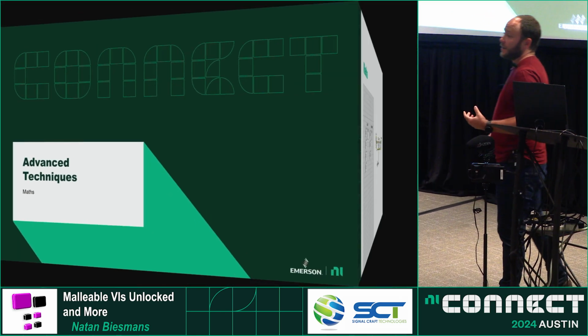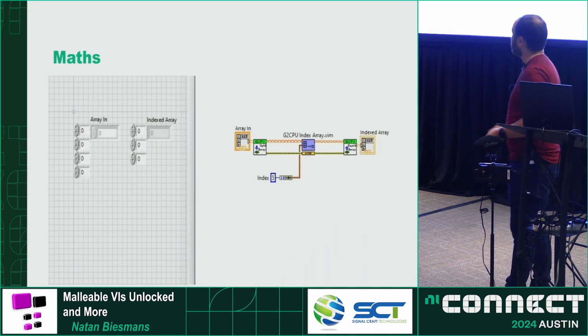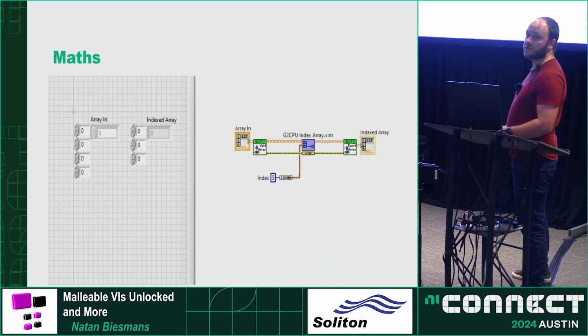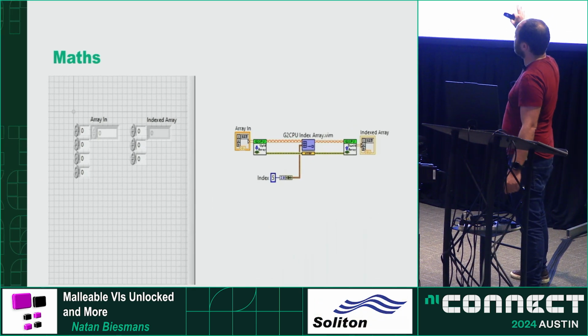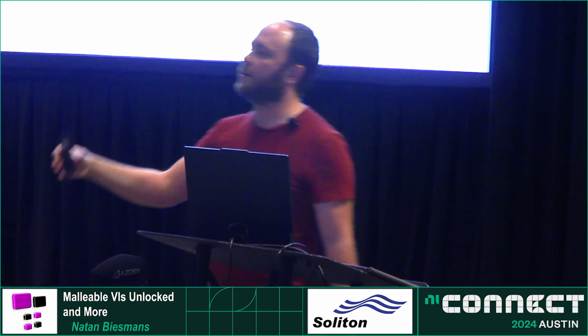Now let's have a look at mathematics. This is a fun example. Some of you might have already seen this video. So this is me indexing an array. When you index an array, for example, if you have a 2D array, I can index a certain row.